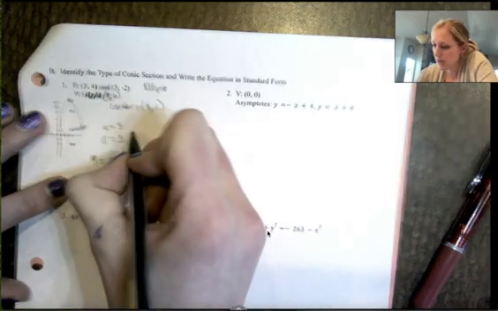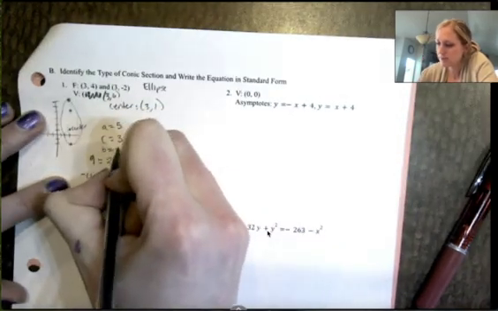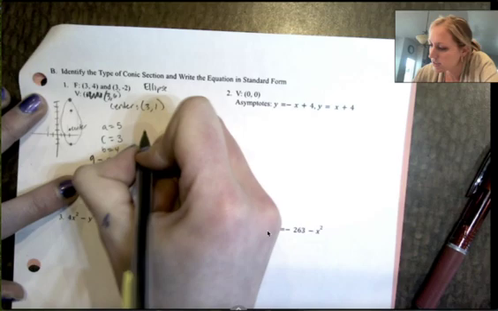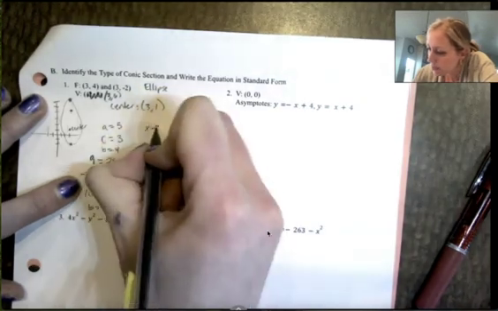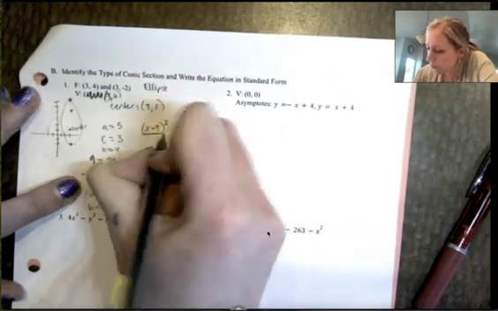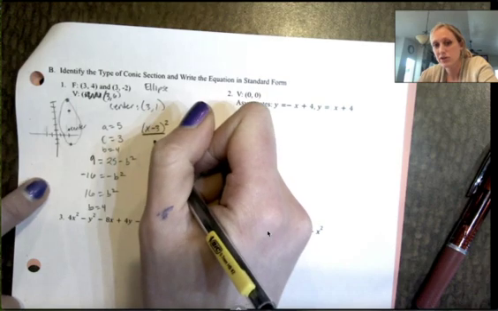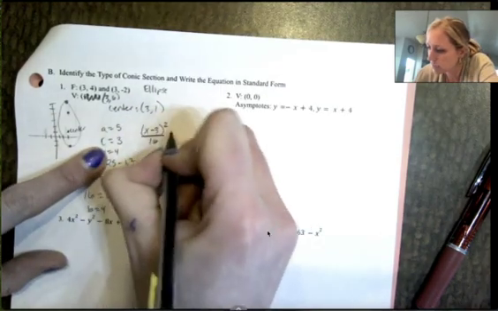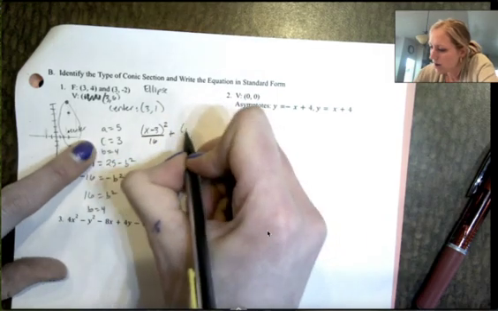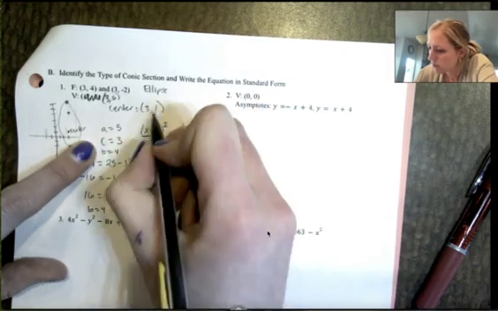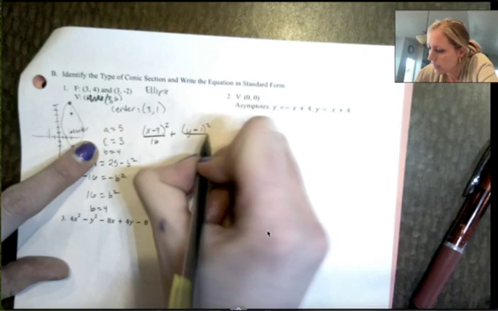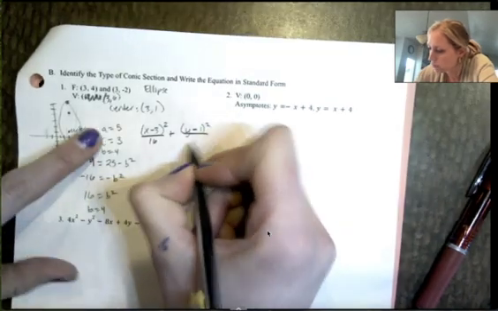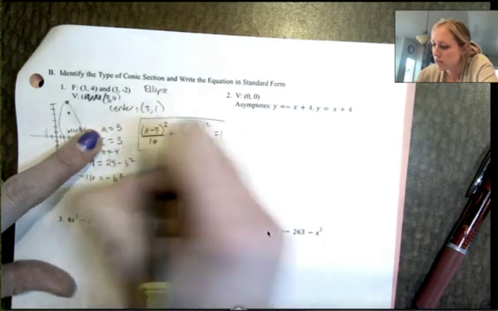So now that we have a, b, and c, we can write our equation. So our center, x coordinate, it's oriented vertically. So B is going to go under the x, which was 4. So 4 squared is 16. Y minus the y coordinate of 1. A is going under y, which was 5. So 5 squared. So there is our equation.